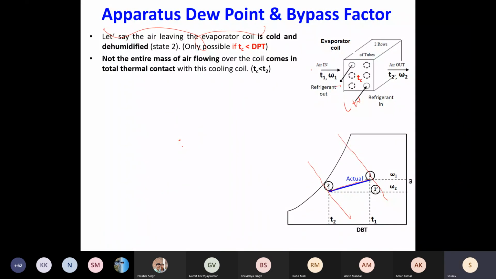So we already know that in order to have cooling plus dehumidification, we have to maintain a coil temperature lower than the dew point. So if I draw a horizontal line here, this is my dew point temperature. My coil temperature has to be lower than this for cooling and dehumidification to happen. Now, what should be that value? How much should I maintain? That is determined by the apparatus dew point.